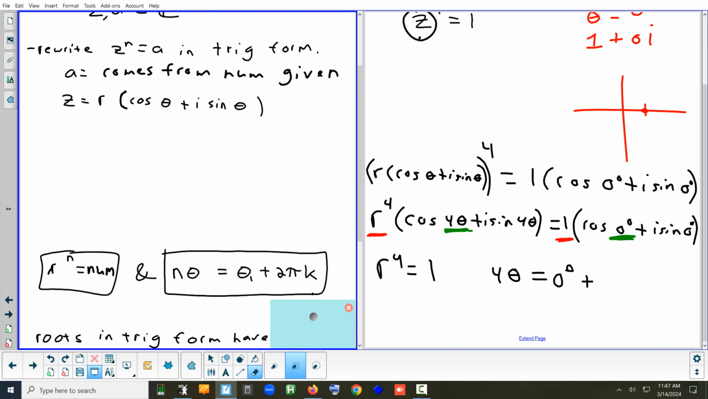Plus. That's what you have to add on the end of it, and we've done that kind of thing before. So we get all the answers. We have to put a plus 2 pi k. We might have said 2 pi n. It's the same thing.